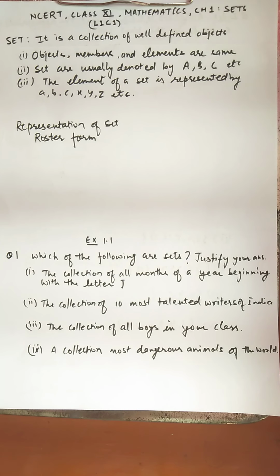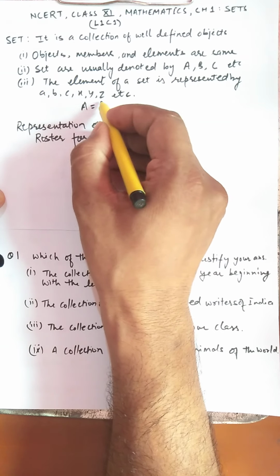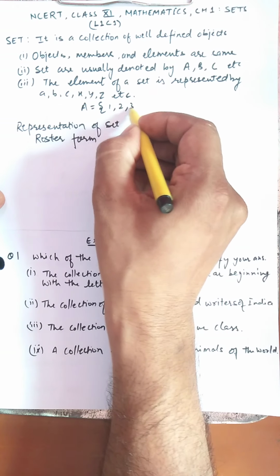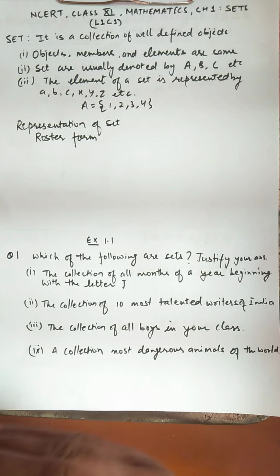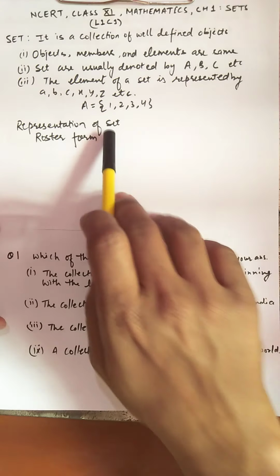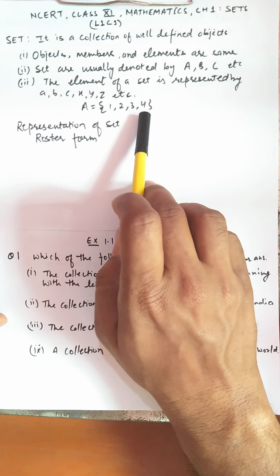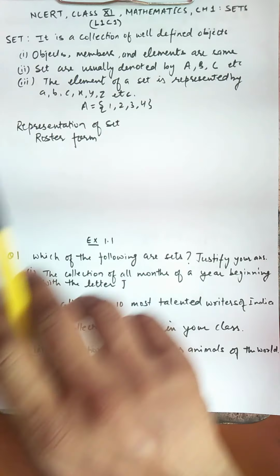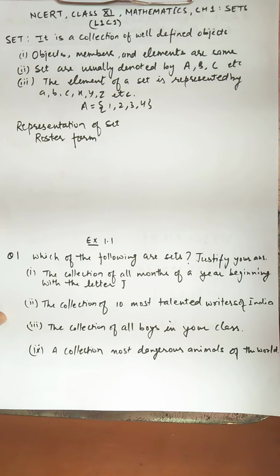For example, let's say this A I have written as 1, 2, 3, 4. So this A has four elements or objects. These objects are well defined because they have a common relation, and the common relation can be that these are all natural numbers less than 5. So there must be at least one relation which can bind every element.